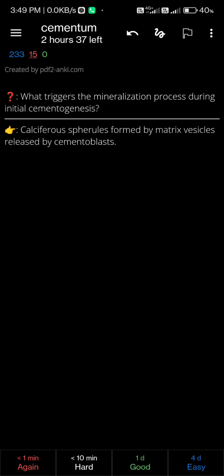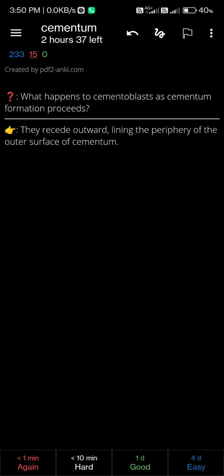So what triggers mineralization during initial cementogenesis? Calciferous spherules produced by matrix vesicles released by cementoblasts trigger mineralization during initial cementogenesis.